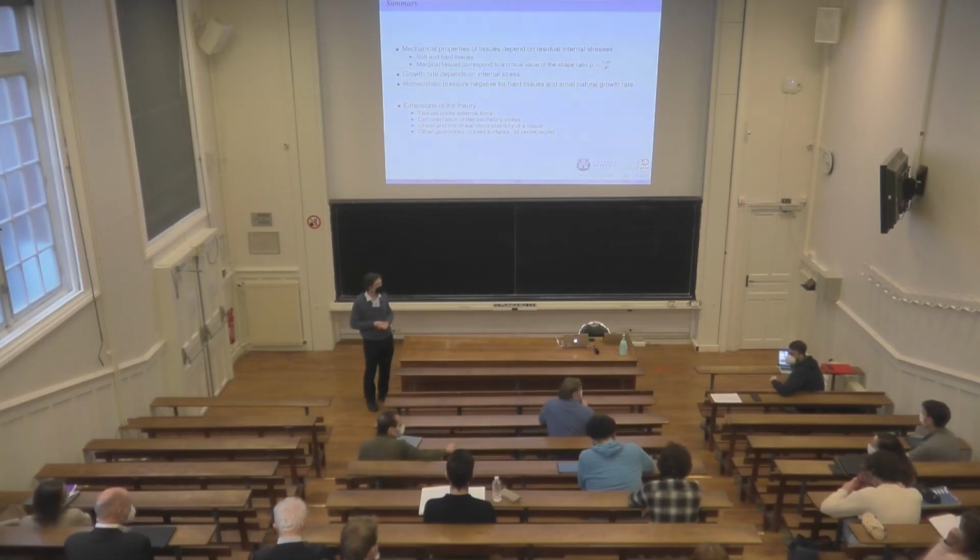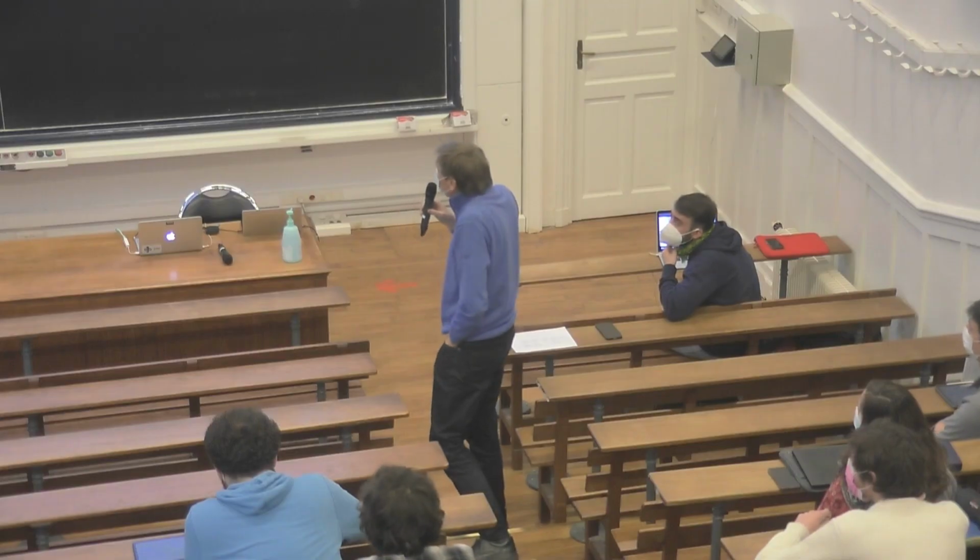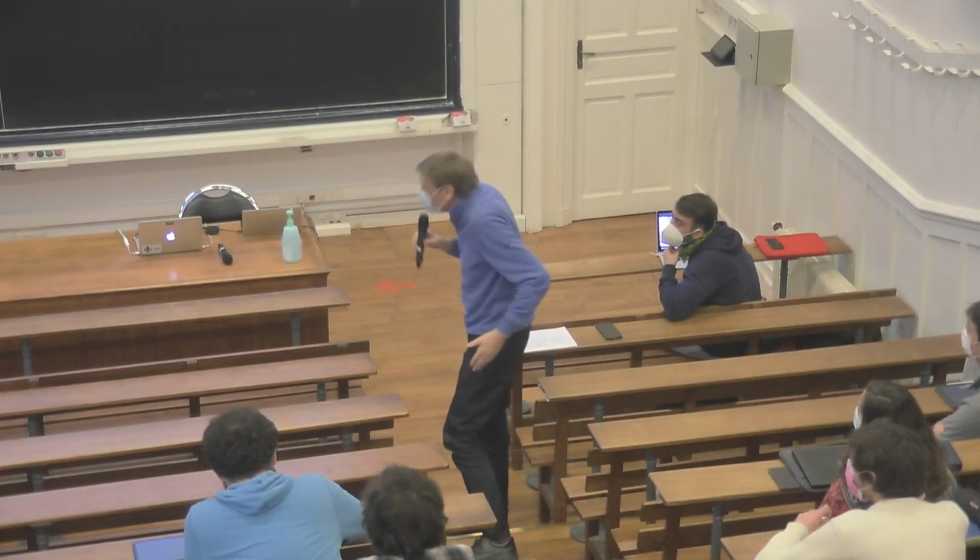Are there other questions? Just a very simple question. Can you give us examples of the soft, hard, and marginal tissues in our body?